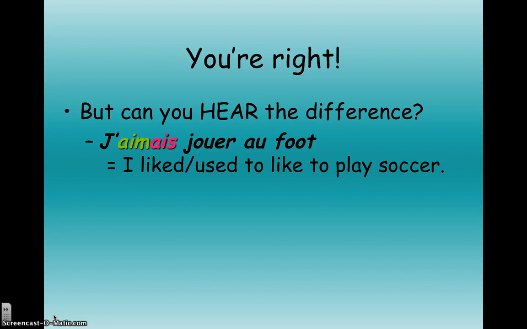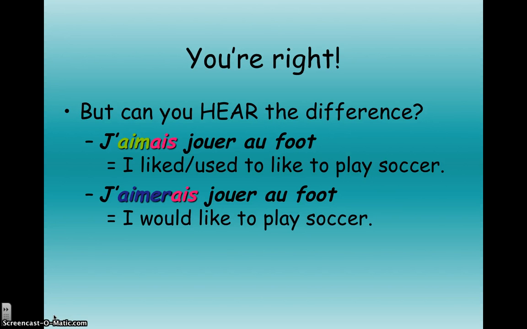It's used to describe things in the past, alright, how things used to be. Here is j'aimerais, that's our conditional. I would like to play soccer, so there's a distinct difference when we hear j'aimais, j'aimerais. There's an extra syllable because we kept the entire infinitive as our stem.